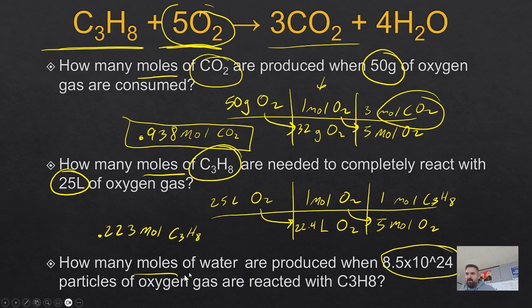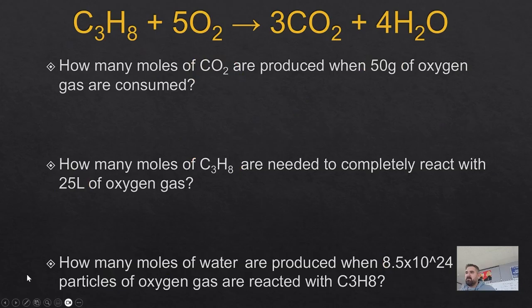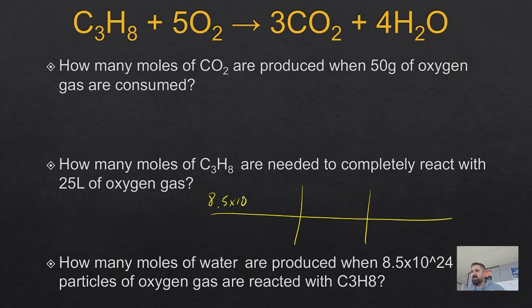All right, and then our last one, let's go ahead and I need to clear some space. So for our last one, our given information is going to be 8.5 times 10 to the power of 24 particles of O2. So what goes down here? It's going to be particles of O2. And anytime you plug in particles of O2, you're going to put in Avogadro. So 6.02 times 10 to the power of 23. That's going to be 1 mole of O2. And then we're going to put moles of O2 here.